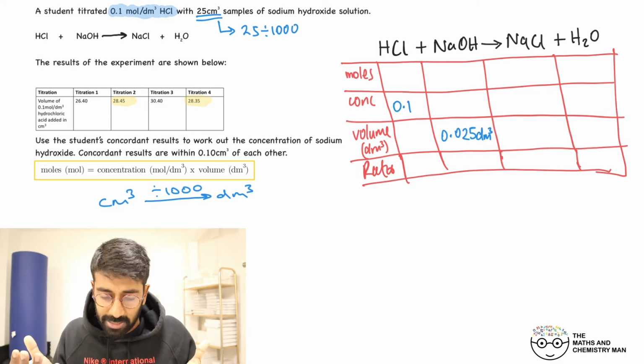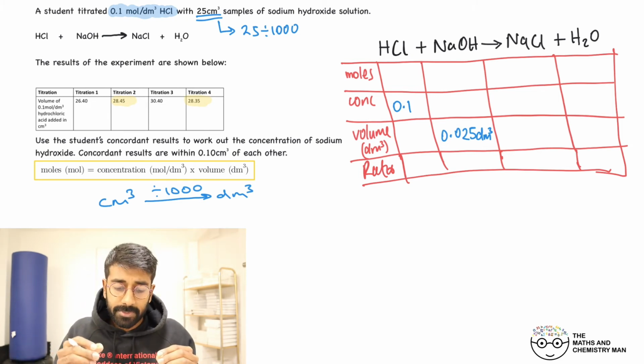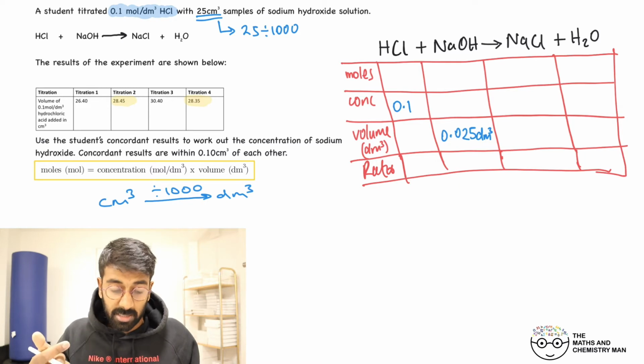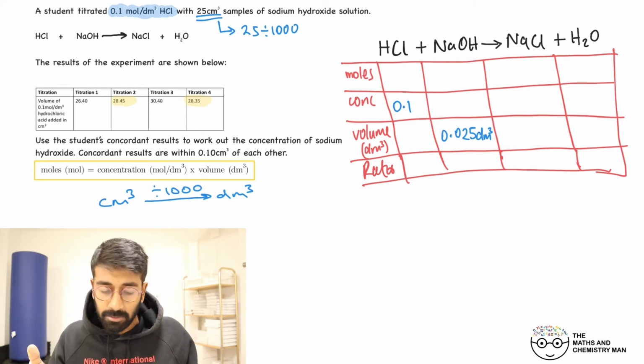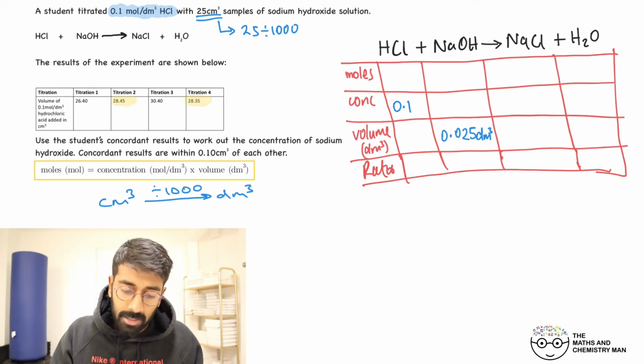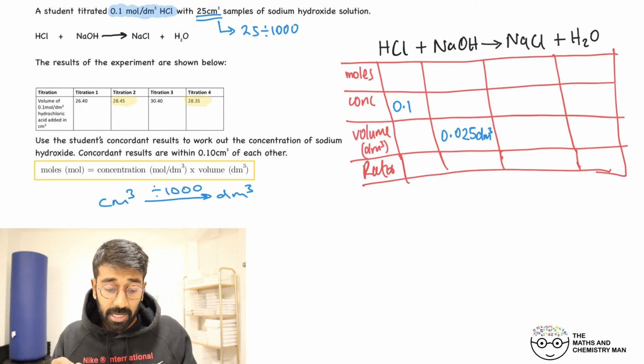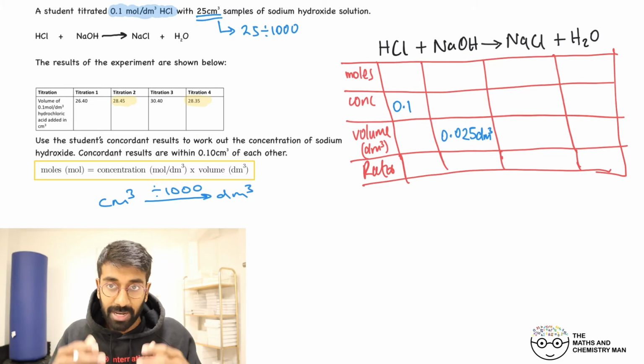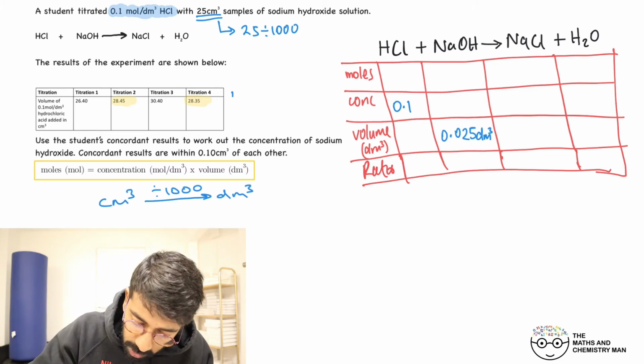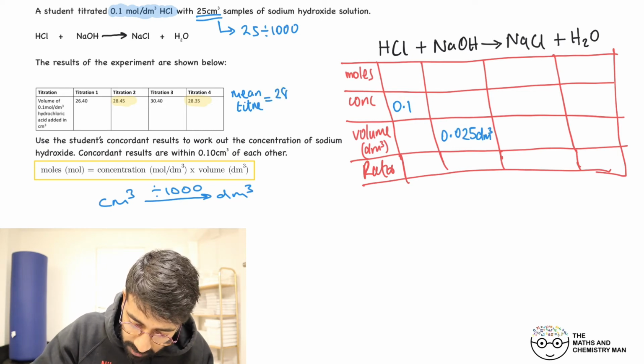So what do we do with this now? Well, what we do is we say that the correct amount of HCl to be adding is this and this. So 28.45 and 28.35. And what we want to do is take a mean of those, so an average, right? So we call that a mean titer. So what we need to do is add those two together, 28.45 add that to 28.35 and divide that by 2.